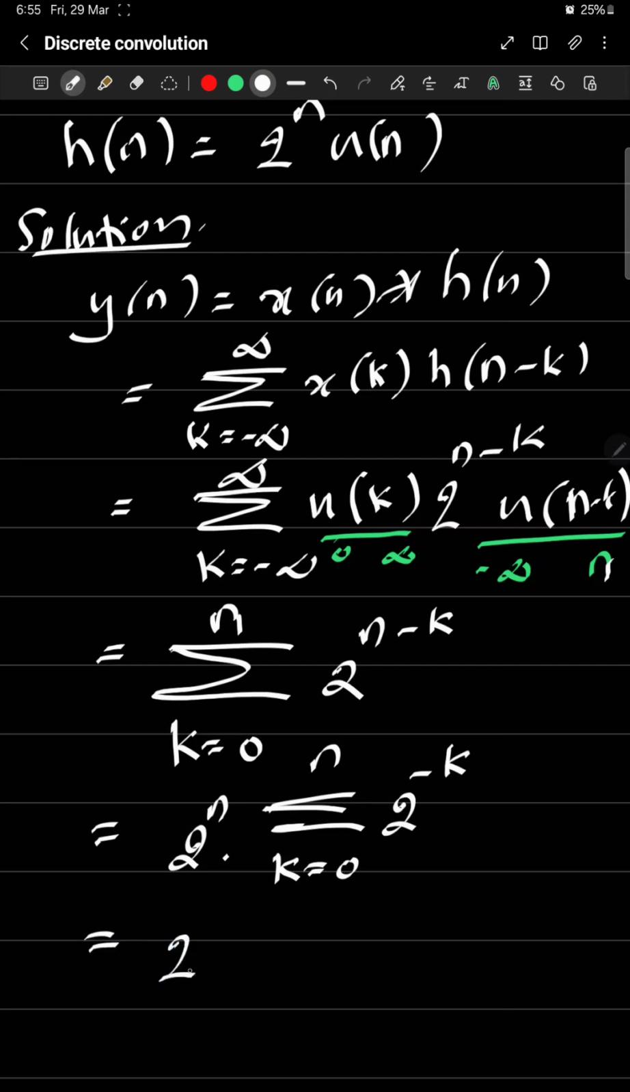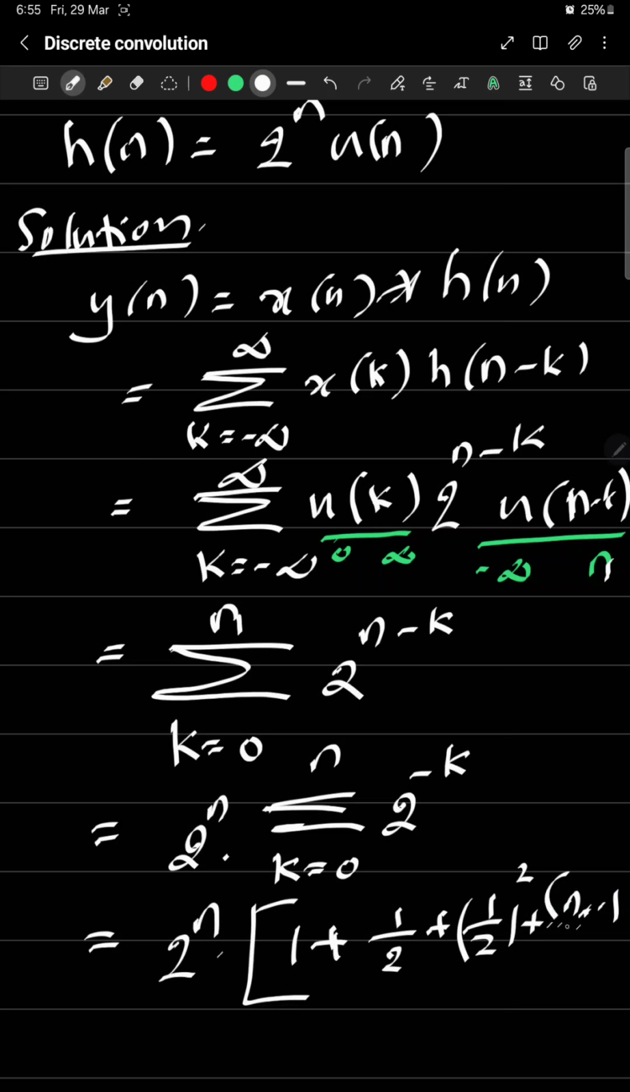So substitute different values of k. For k equal to 0, you will have 1, plus when you substitute k equal to 1, you will have 2 raised to minus 1, that is 1 by 2. For k equal to 2, you will have 1 by 2 whole square, plus etc., up to n. How many terms will there be? From 0 to n, so n plus 1 terms.